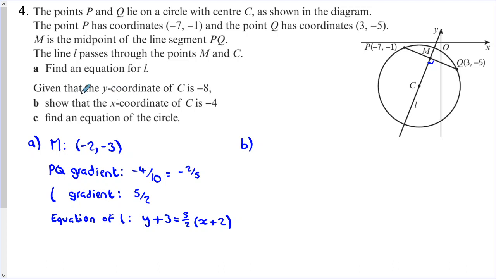Part B. Given that the y-coordinate of C, so the y-coordinate of the centre, is negative 8, show that the x-coordinate is negative 4. We can do that because we have this line going through it that we now know the equation for. So we just need to substitute y equals minus 8 into L.